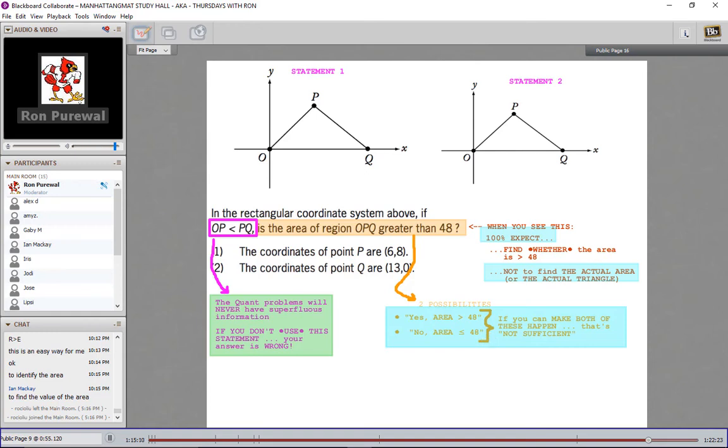Statement 1. Coordinates of this point are 6, 8. That means that this is 6. And this is 8. What the heck are we supposed to do with that pink statement, guys? Like this whole thing that OP is shorter and PQ is longer. What's the point of that?